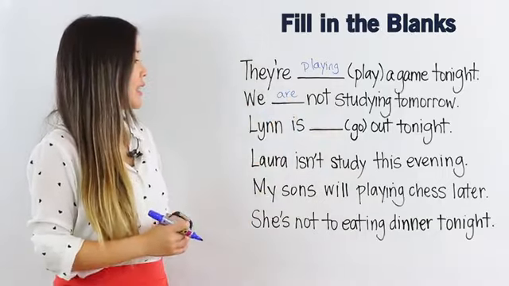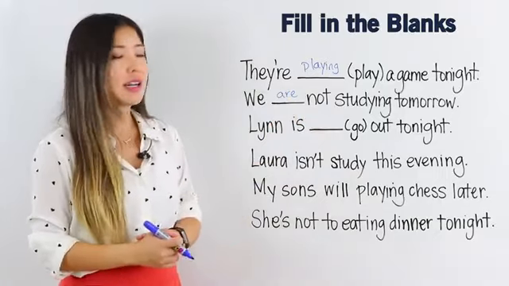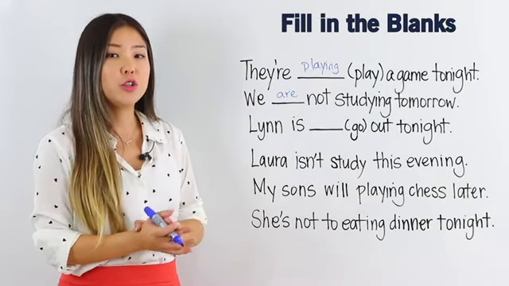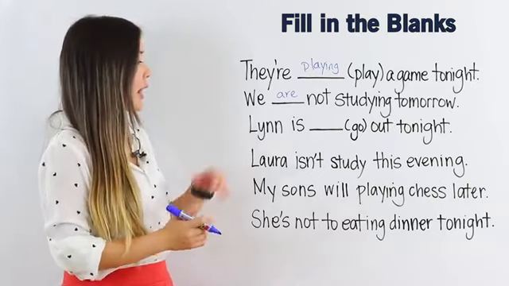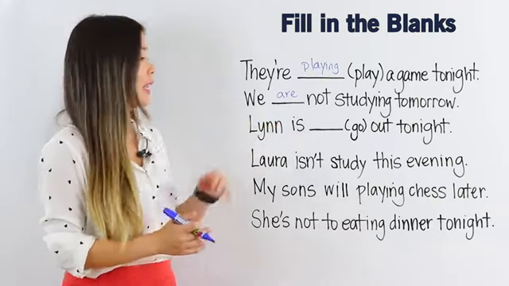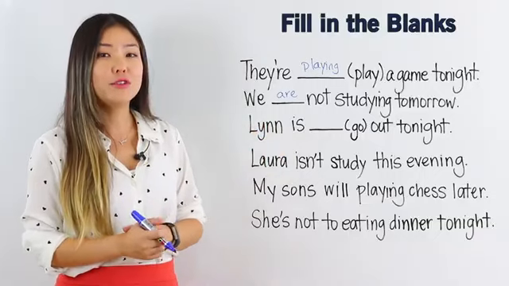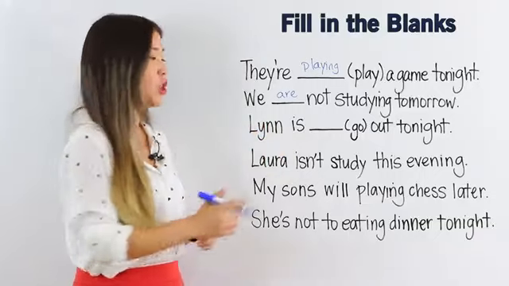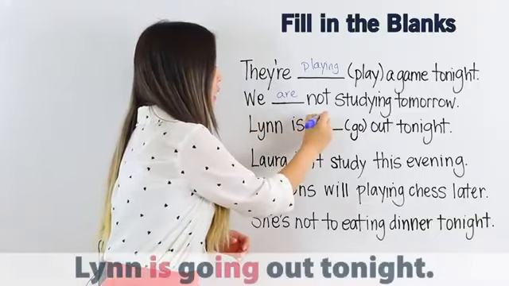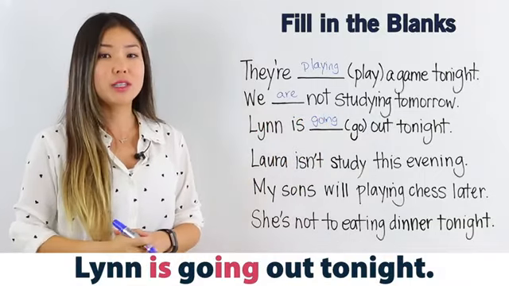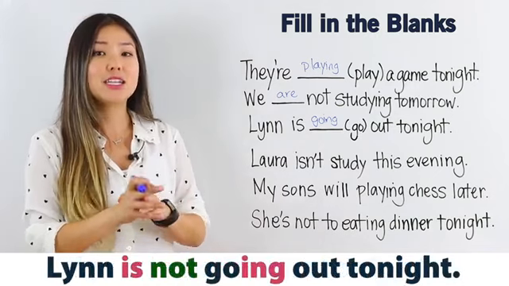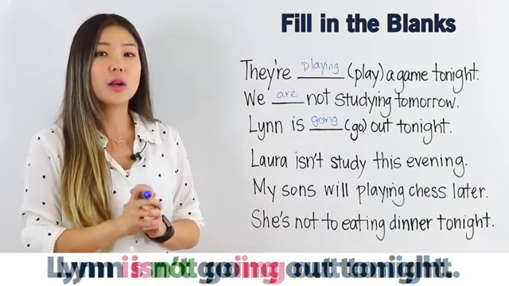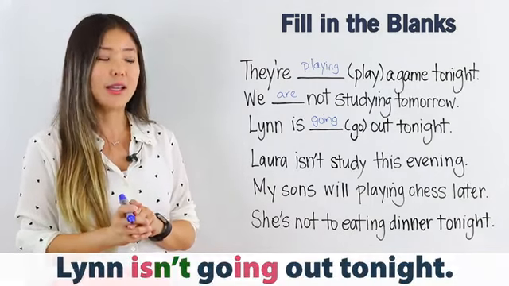The next sentence says, Lynn is blank out tonight, and we want to use the verb go. Remember, Lynn and then the be verb is, that's correct. All we have to do is add ing, going. Lynn is going out tonight. To make this negative, you can say Lynn is not going out tonight or Lynn isn't going out tonight.